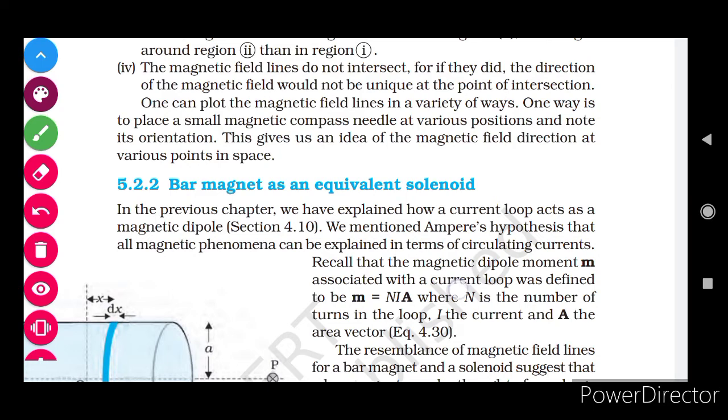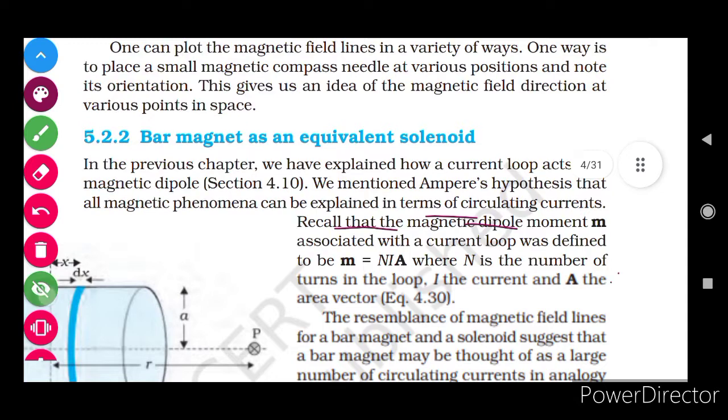So let's start. In the previous chapter we explained how a current loop acts as a magnetic dipole. A current carrying loop has a magnetic moment associated with it, and it acts as a magnetic dipole. There will be two poles. The side where the current is clockwise acts as the south pole, and the side where the current is anticlockwise acts as the north pole. This was in chapter number 4.